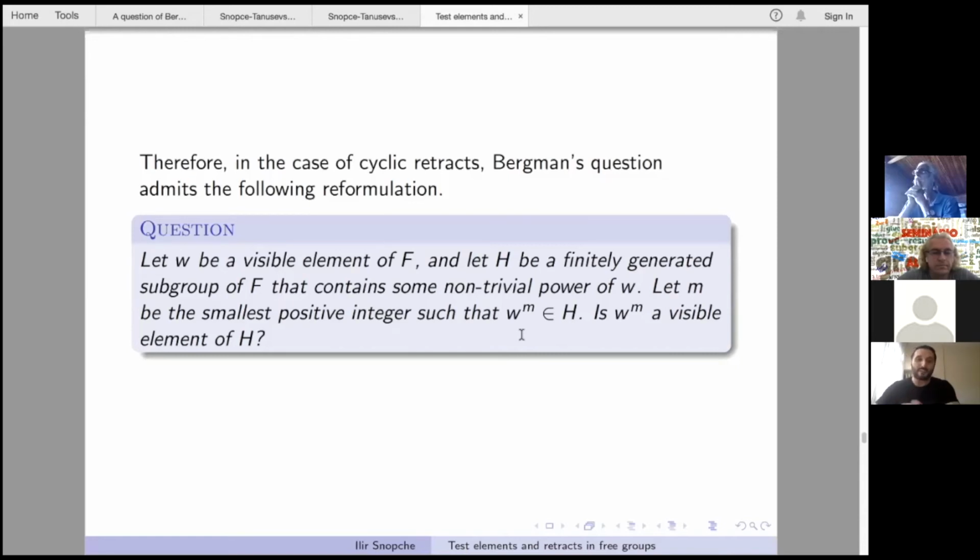And the second observation, which took some time to realize, is that if H is subnormal, then this will always be a visible element. So we have to construct a subgroup which is not subnormal, in particular not normal. Okay, so let me now continue and try to tell you how one can construct such examples.